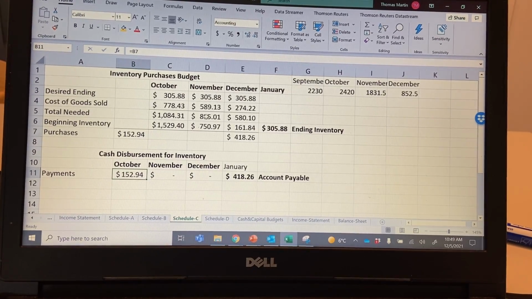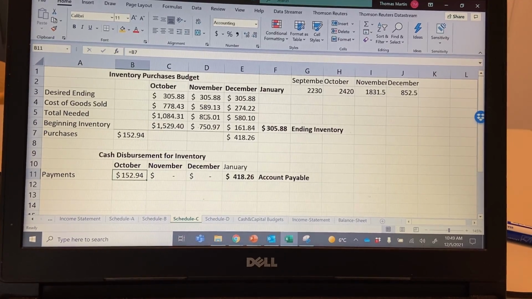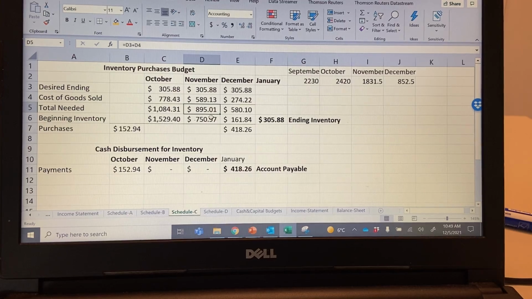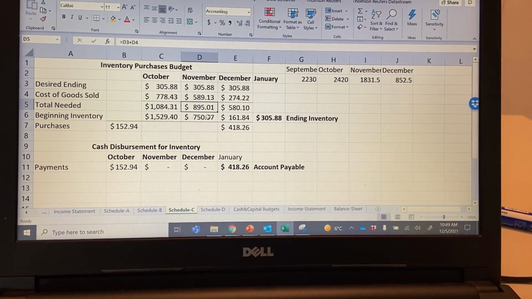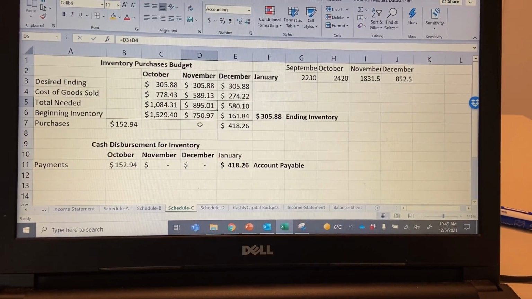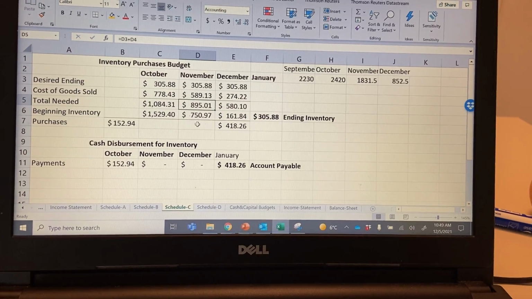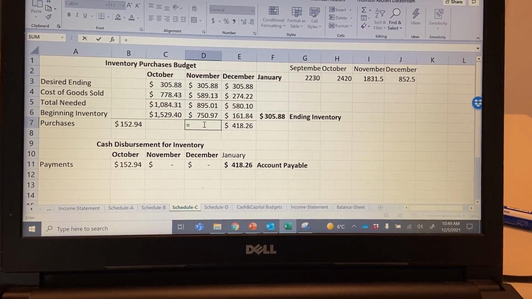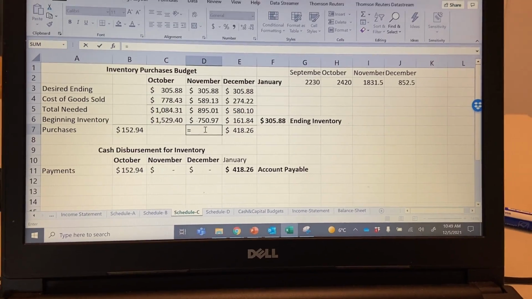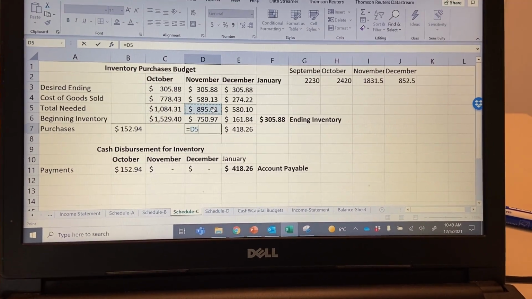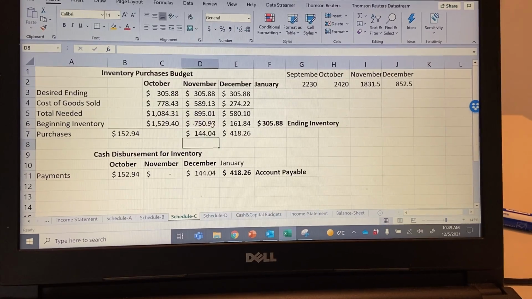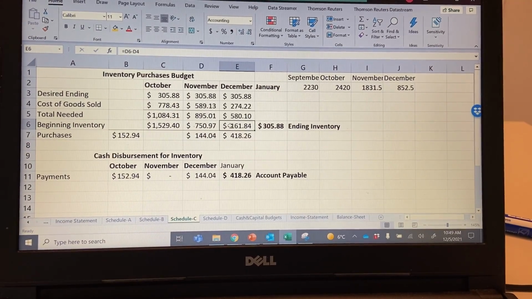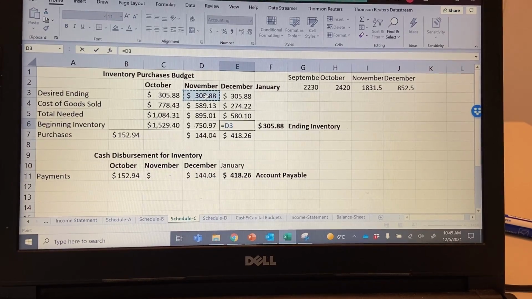And right away we see that total needed for November, okay, we have 895.1, and beginning inventory was 750.97, which means we need to make a purchase. So you will have to make an adjustment, or you may have to make an adjustment in your Schedule C. So the purchase here is going to be 144, which means beginning inventory here is going to be the 305.